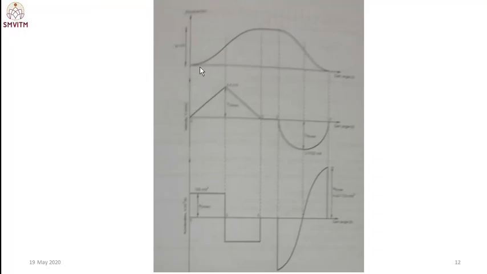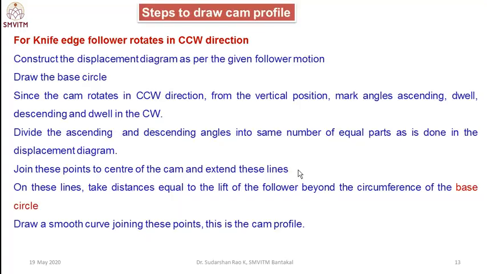And this ascending is uniform acceleration and retardation motion. This is the displacement diagram. The velocity is a triangular shape, maximum at the middle. Then here it is a sine curve for the SHM. Similarly for the acceleration: it is linear in the uniform acceleration retardation motion, whereas it is a cosine curve for the SHM.